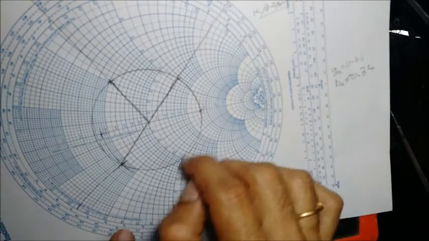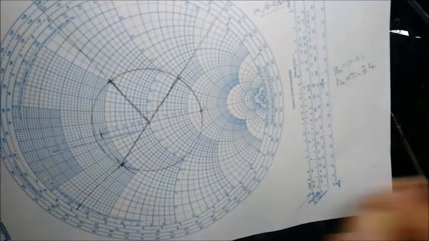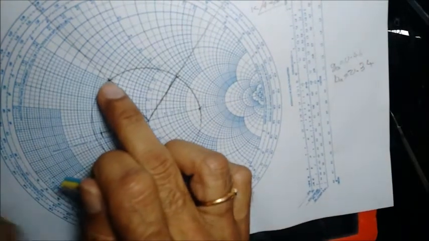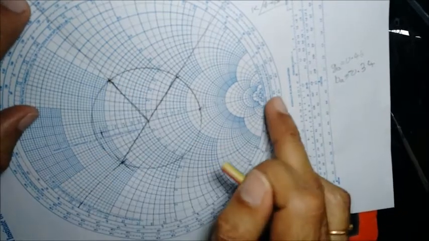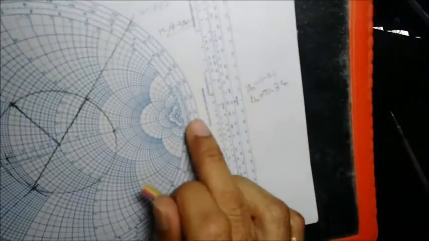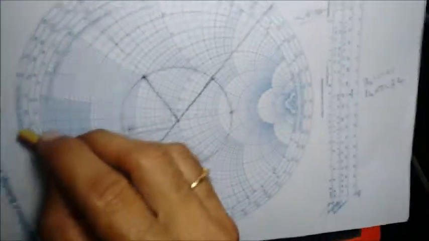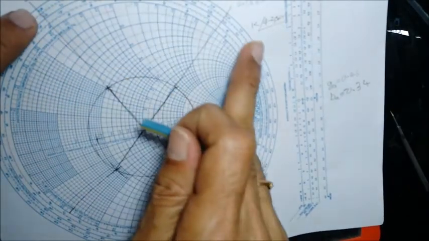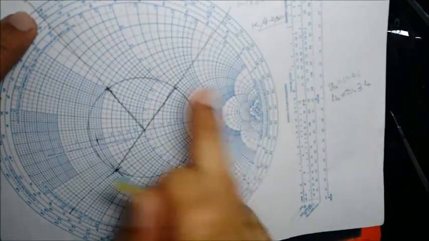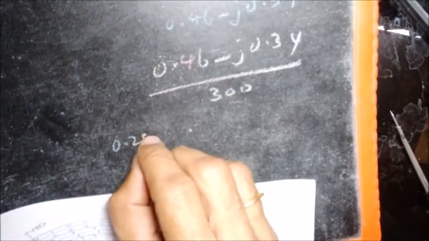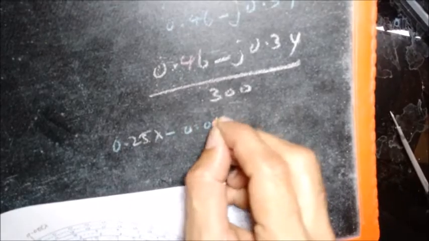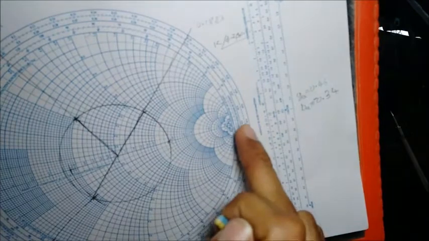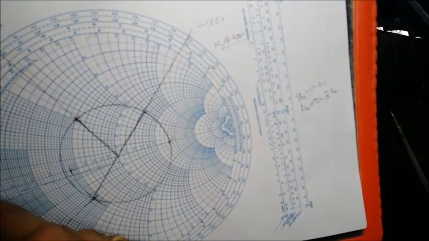So this is lambda by 4. Remember that. So there is a lambda by 4 here, and this is 0.088. And if you see the scale here, you can see again it is written here wavelengths towards the generator, 0.088 lambda to 0.25 lambda. So 0.25 lambda minus 0.088 lambda. This is this. And further you have to move 0.25 lambda to reach here.